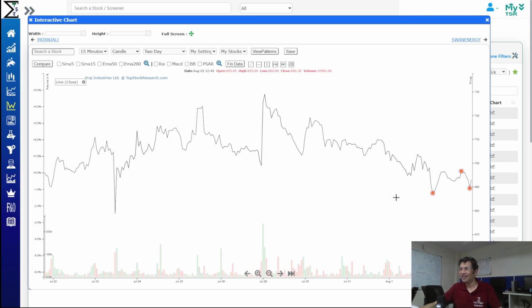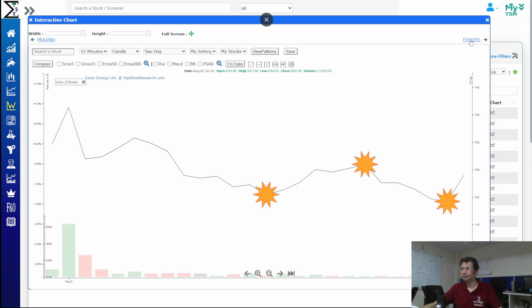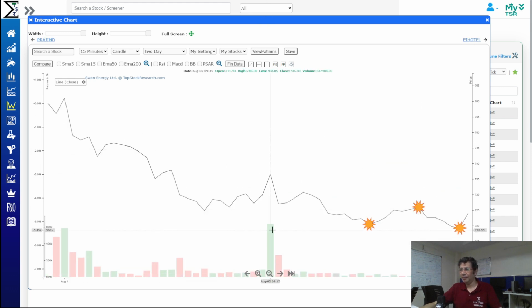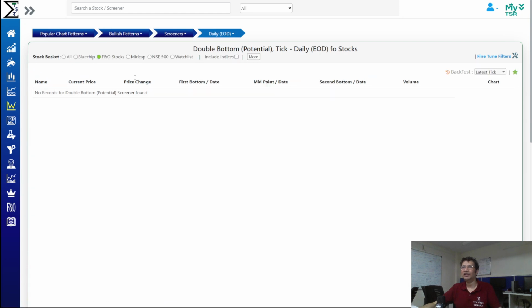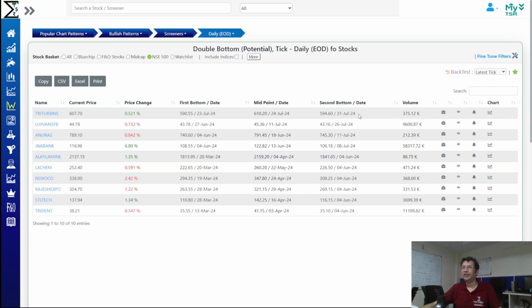If you go back and see the previous support and resistance levels, there can be multiple different things that you can look at, and maybe certain previous levels also can work. So this is about double bottom potential. Let's look at daily tick. Maybe that will give us some better results.